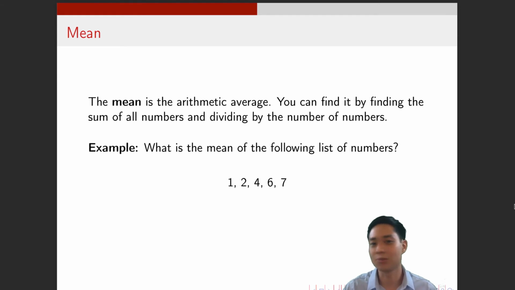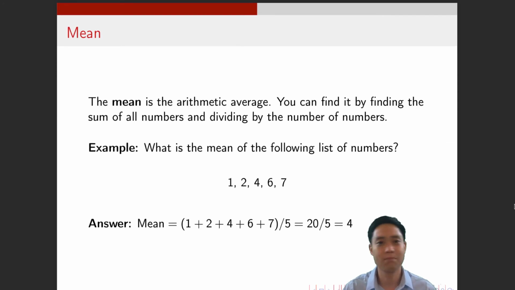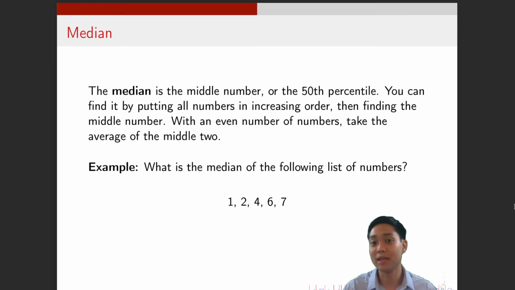If we have this group of 5 numbers, 1, 2, 4, 6, and 7, the mean is just add them all up, divide by 5, and that's your mean. So what we're saying is that 5 is a representative number among all of these numbers. For the median, we're taking that middle number, the 50th percentile. We put all those numbers into increasing order and then take the very middle one. If there's an even number of numbers, we take the average of the middle two. So with this same group of numbers, 1, 2, 4, 6, and 7, 4 would be the median because it is that middle number.